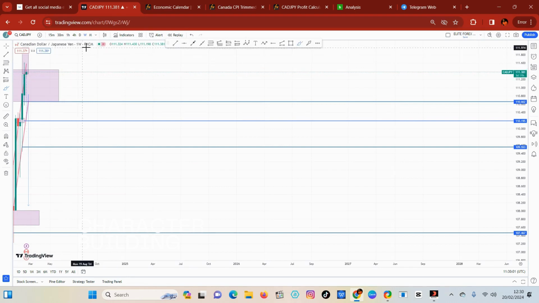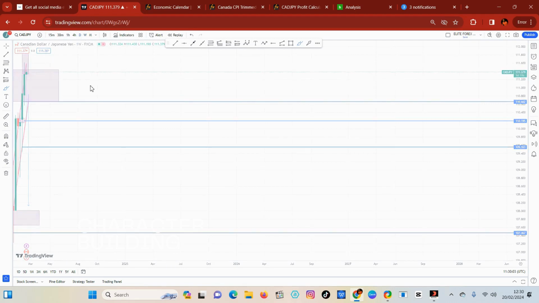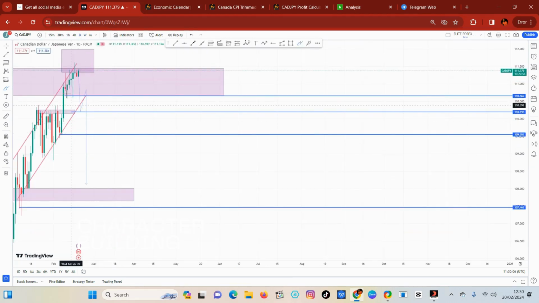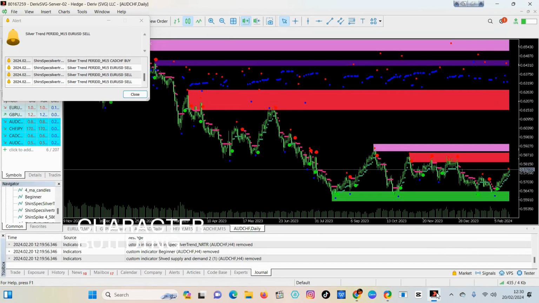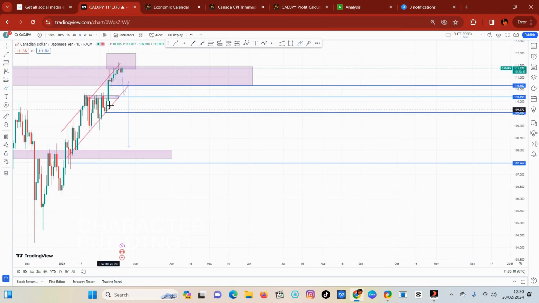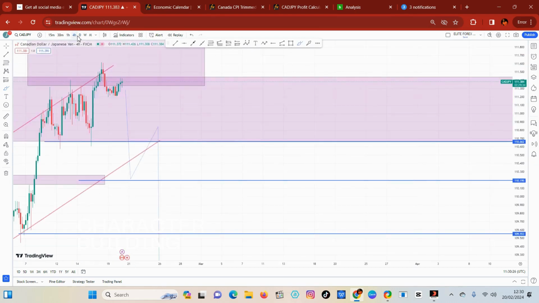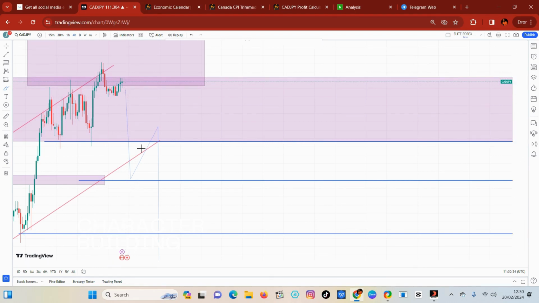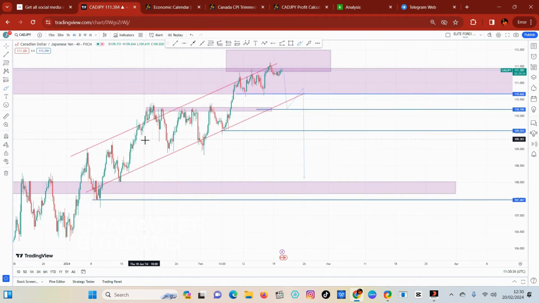So we come down to the D1. You can see there's a lot of consolidation at this end. Sorry about that. Lots of consolidation at this end. You can see there's too much rejection from this end. Now the 4 hour is showing that there are three touches here, meaning likely that the market might push down to a sell.